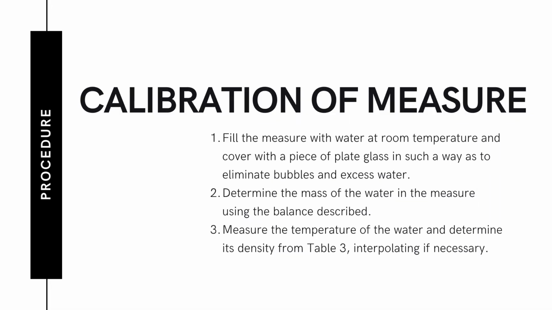For the procedure, first is the calibration of measure. Fill the measure with water at room temperature and cover with a piece of plate glass in such a way as to eliminate bubbles and excess water. Second is weigh the mass of the water using the balance. Third, measure the temperature of the water and determine its density from Table number 3. If ever naman nawala yung temperature na nakuha mo dun sa Table number 3, you can use the interpolation method.